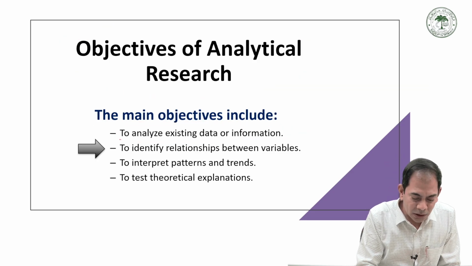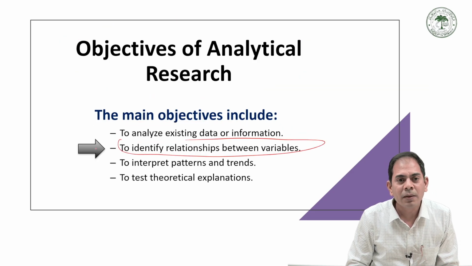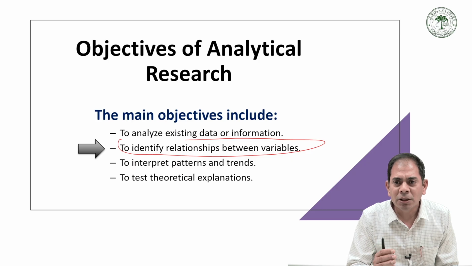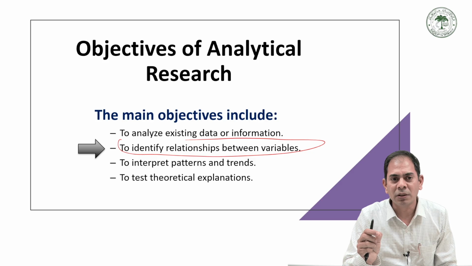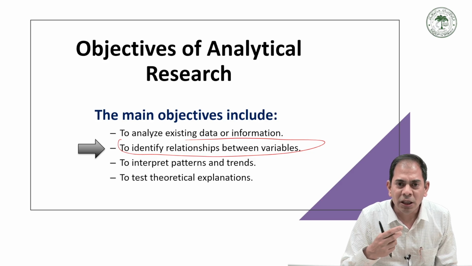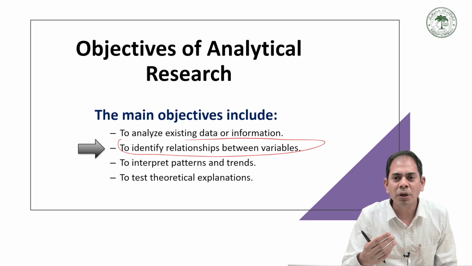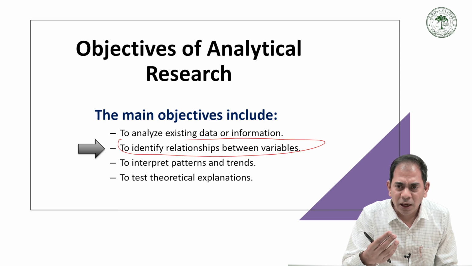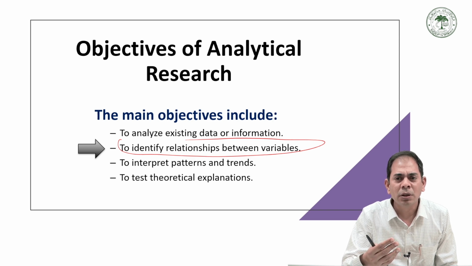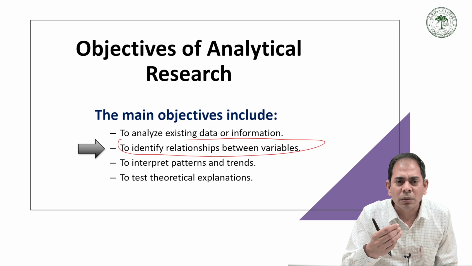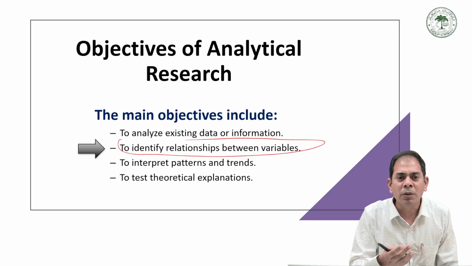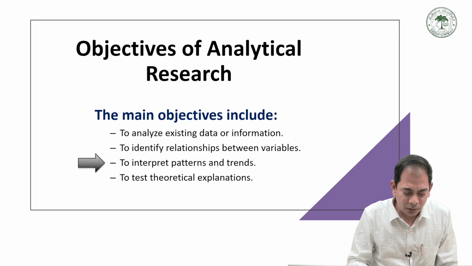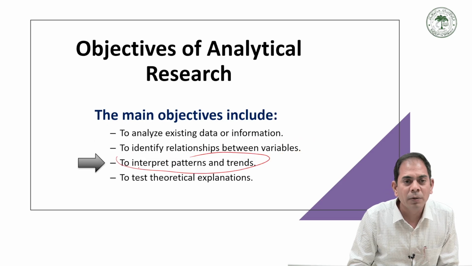Next important thing is to identify the relationships. In analytical research, we try to find out how one factor is related to another factor. For instance, we may study the relationship between training duration and athletic performance, or between body composition and speed.